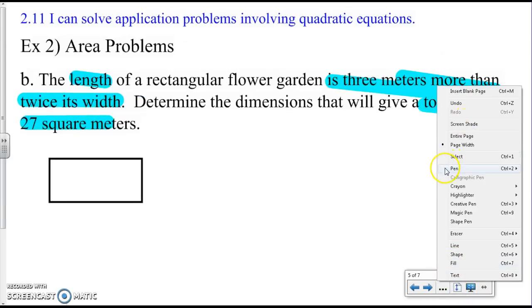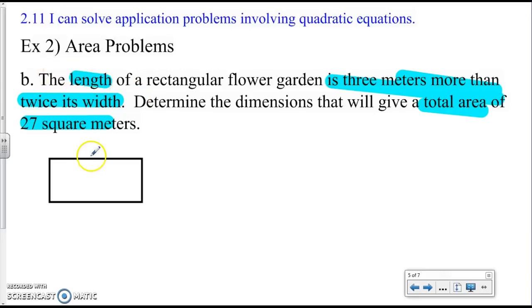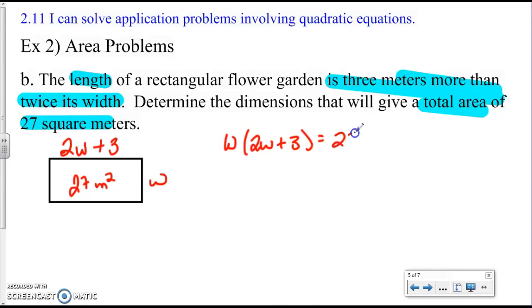So we're going to go ahead and label this. This is my length here. So this is telling me my length is 3 meters more than, so that's plus 3. Twice its width means 2 times W. So here's my length. My width is just W. And that gives me 27 square meters. So we're going to set this up the same way. We're going to do length times width, and it doesn't matter the order you multiply those. So the length times the width gives me that area, which is 27, and we need to solve.